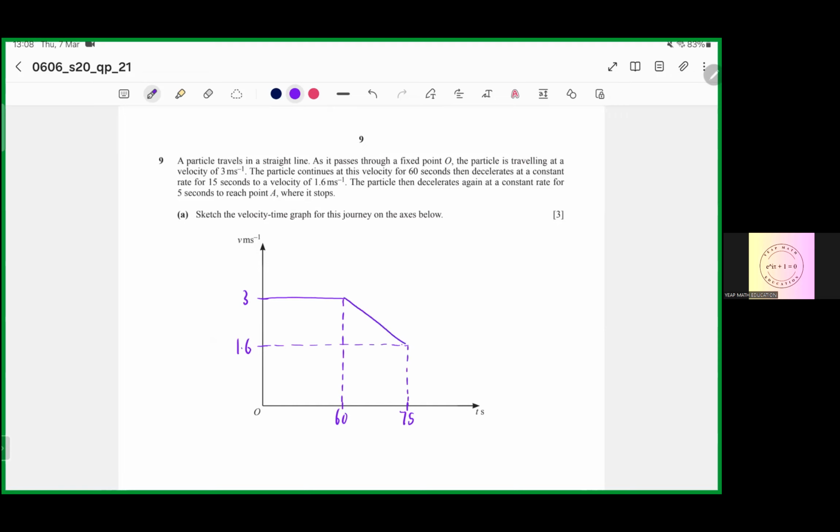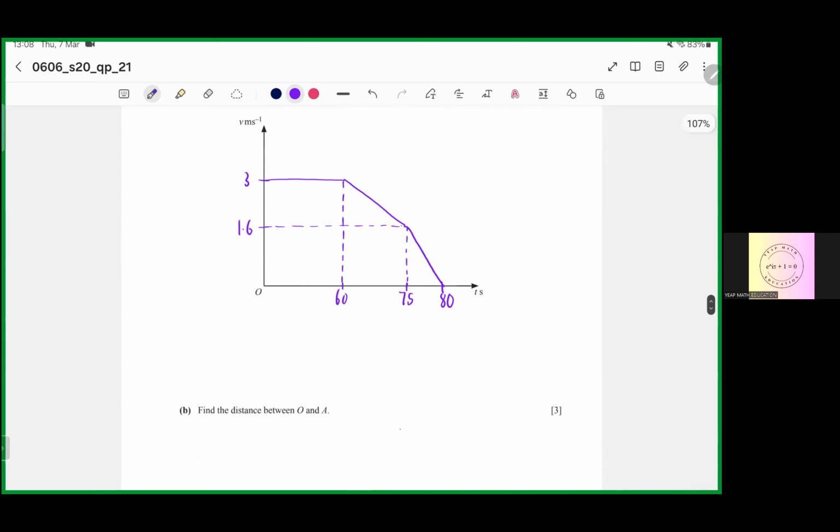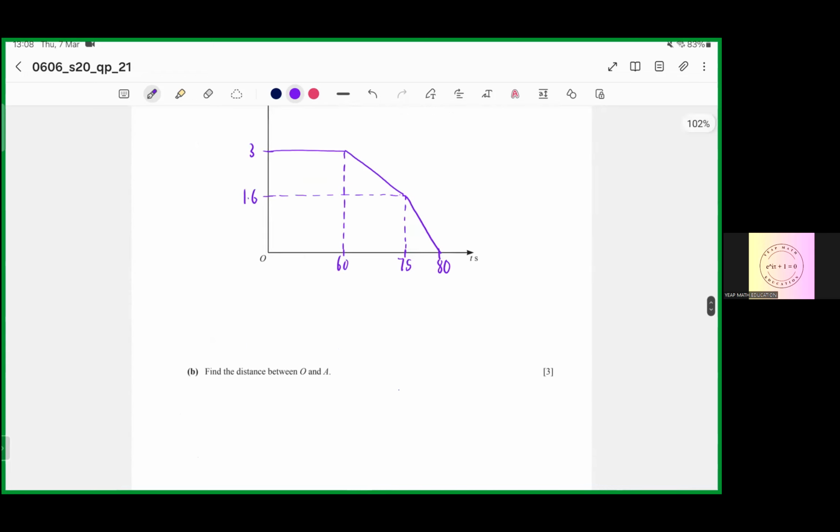Okay, and then the particle will decelerate again at a constant rate for 5 seconds to reach the point where it stops. It means it will decelerate until the stop. We just draw until here. So here is 18 seconds. Okay, if we have finished, now we see question B.